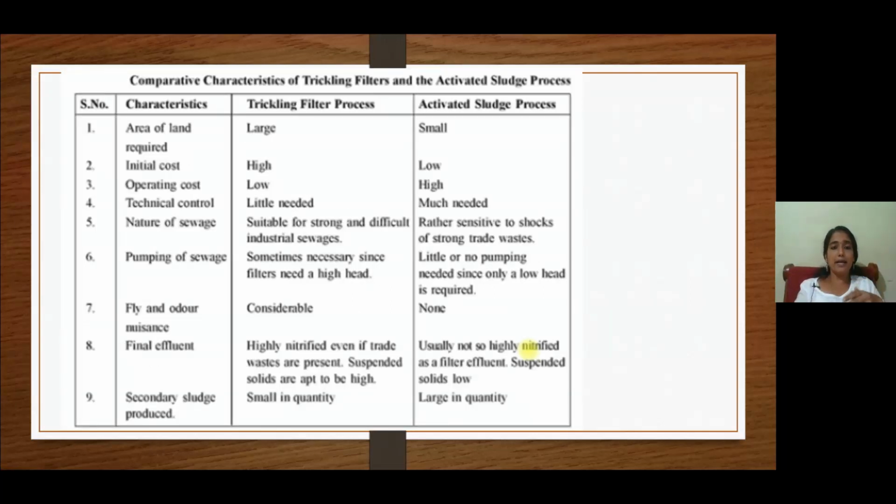This is the comparison of trickling filter and activated sludge process. Here the area of land required, initial cost, operating cost, technical control, nature of sewage, pumping of sewage, fly and odor nuisance, final effluent, and secondary sludge. These categories are compared, and you can directly learn this from this slide.